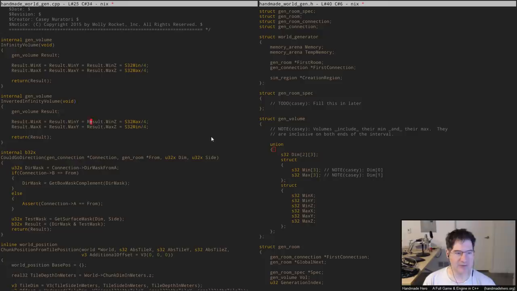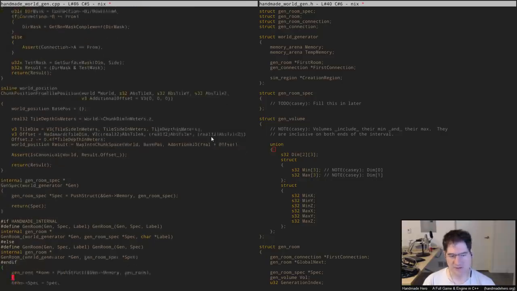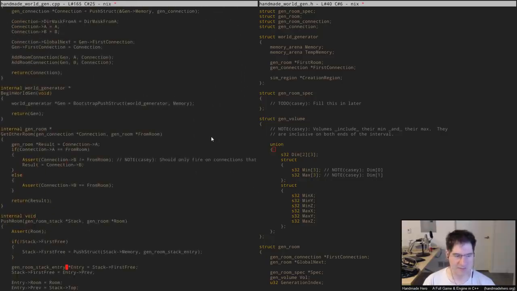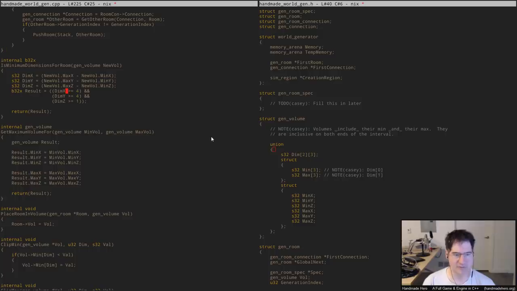So when we have the infinity volume and the inverted infinity volume, those are both not going to change, because we don't care whether those are initial giant things or completely impossible things, and they don't really change one way or the other. So that part is not relevant. The only parts we really care about are these things here where we've got min dimensions for rooms and that sort of stuff. So when we subtract these here, we need to take a look at what the results will be. In this case, if we have a max and a min that are the same, they'll subtract to one. So really what we want here is I think the same thing that we have.